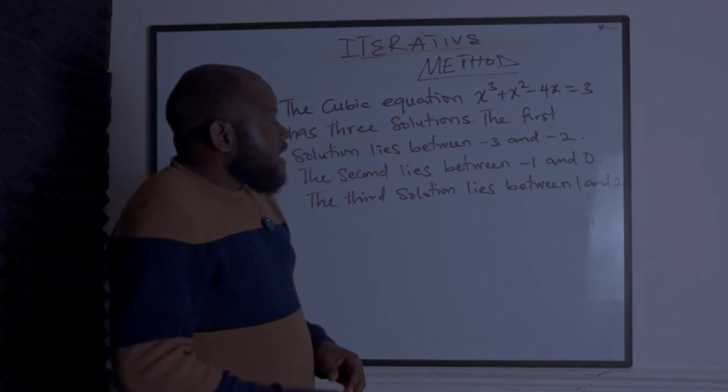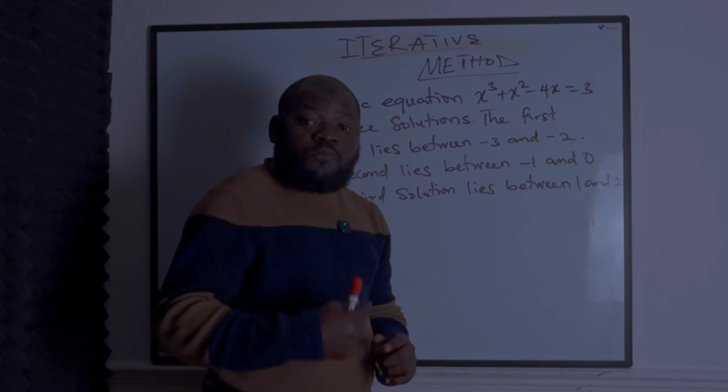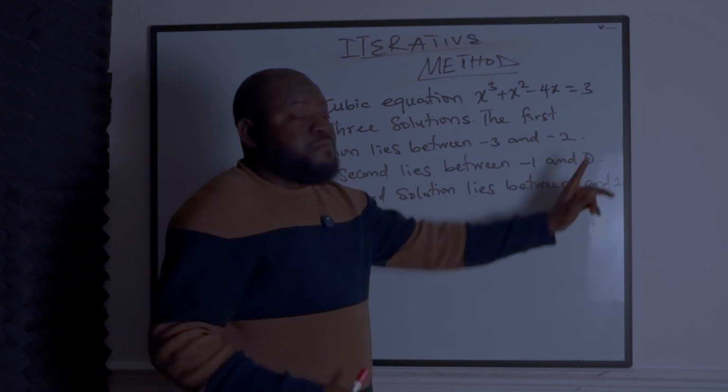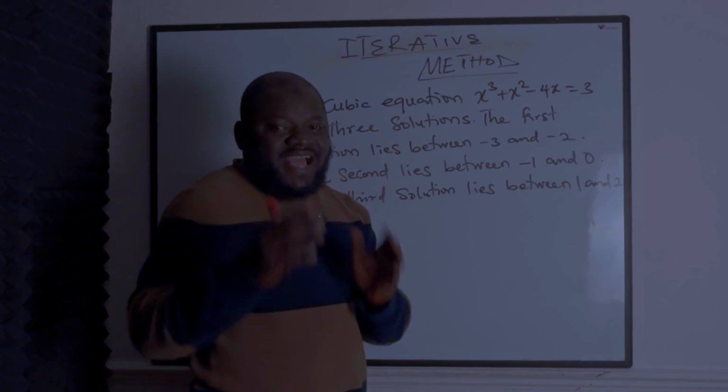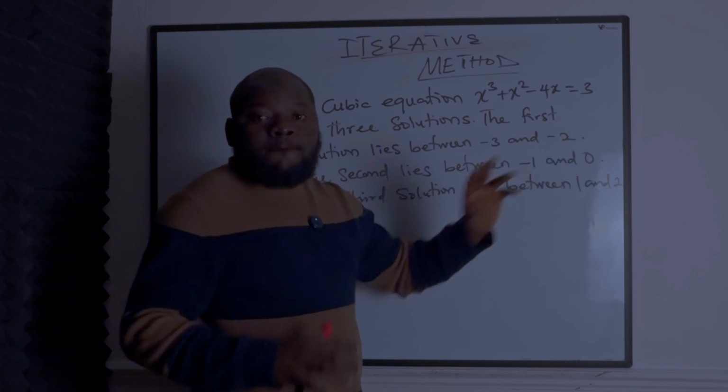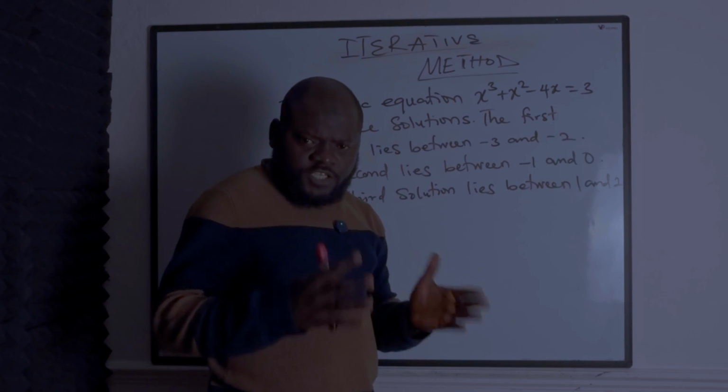What does that mean? That means that the value of x, if you are going to make a guess of it, cannot be minus 3. At the same time, it cannot be minus 2. It has to be greater than minus 3, but it must be less than minus 2. Do you get that now?